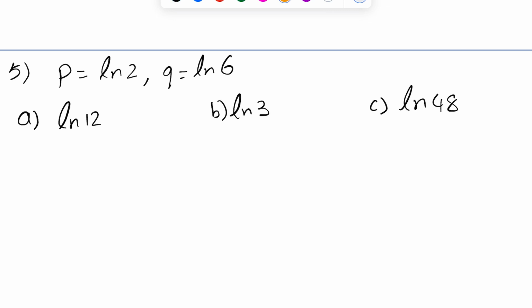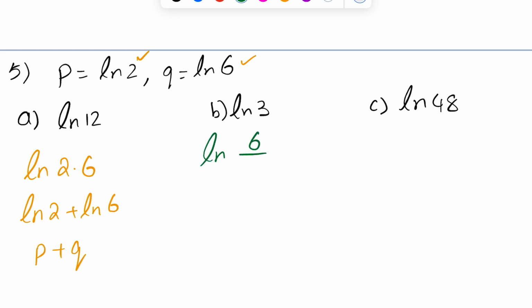So how do I write ln 12 in terms of 2 and 6? 12 can be written as 2 times 6. So ln 2 plus ln 6. Ln 2 is P, ln 6 is Q. Now for ln 3, it can be written as 6 divided by 2. Ln 6 minus ln 2. So which is Q minus P.